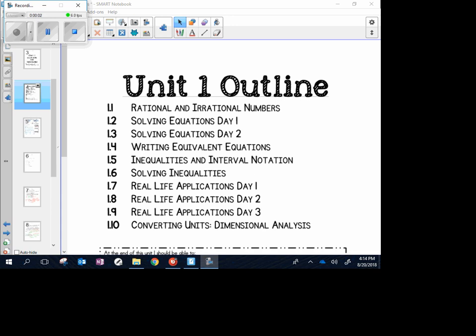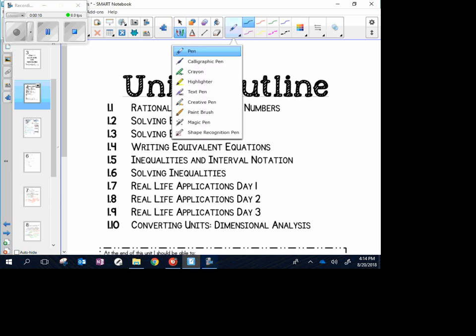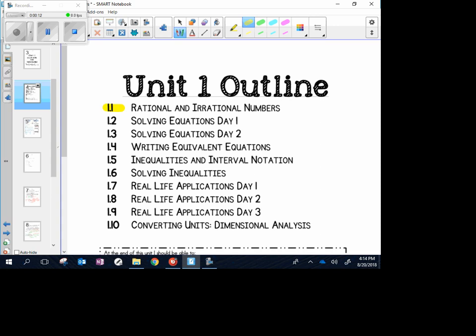Hello and welcome to Unit 1, Algebra. This is Mrs. Hayes, and I'm going to do notes 1.1. So we're looking at the cover page of our packet. We're going to cover rational and irrational numbers today.